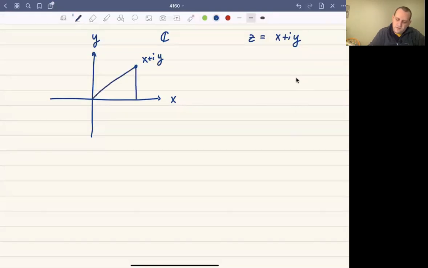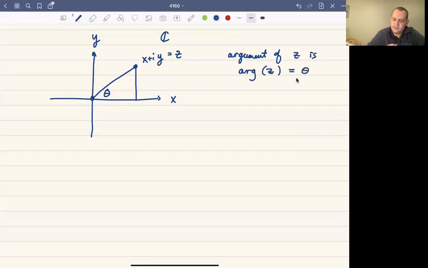And when I do that, there are a few things we're going to notice. First of all, if you were to draw a line from the origin to this complex number z, the angle that this makes is going to be some angle that we're going to call theta. And that angle is called the argument of z. We denote that by arg z, and that's theta. So we've defined it to be theta.